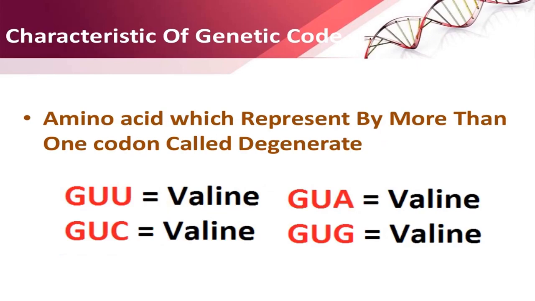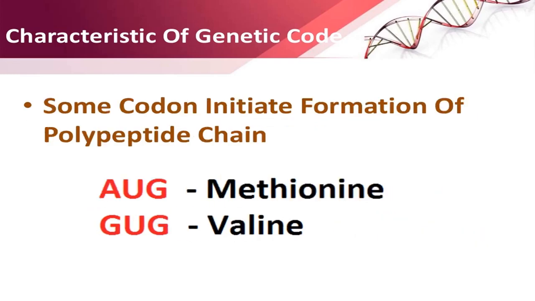Next characteristic of the genetic code is that an amino acid represented by more than one codon is called degenerate. Here you can see valine, and all these codons are different. GUU, GUC, GUA and GUG, all these 4 different codons are coding for the same amino acid, and what is that? Valine. So this property of the genetic code is called degeneracy, and that's why the genetic code can also be called degenerate, because the same amino acid can be coded by different codons.